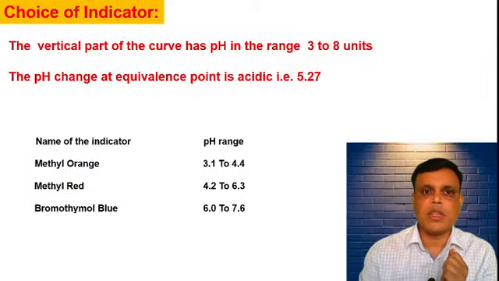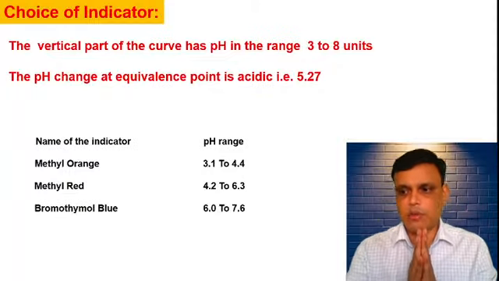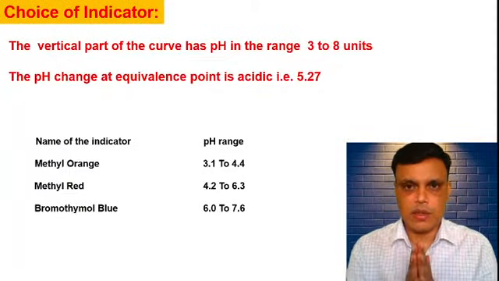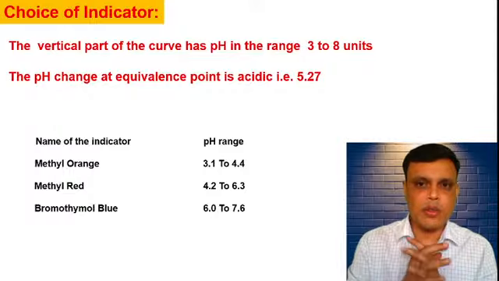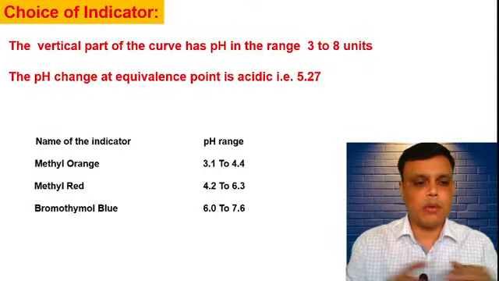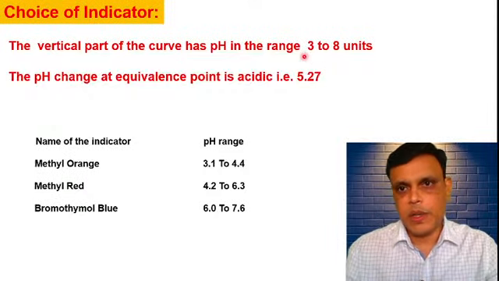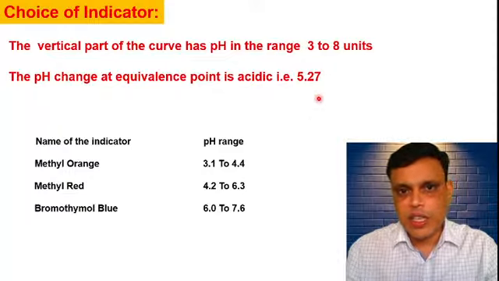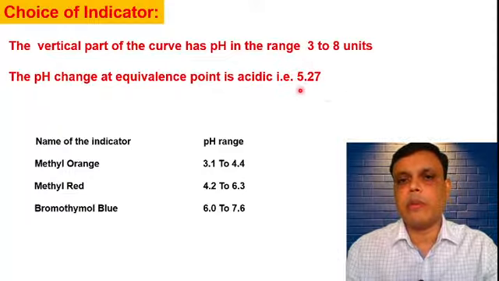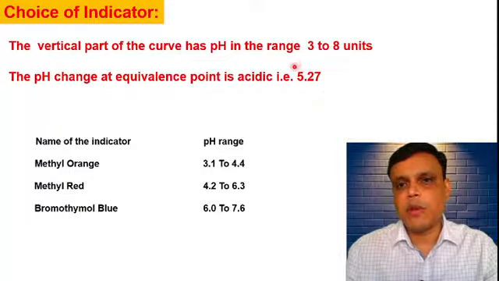But out of these three suitable indicators we have to choose the best indicator. So how will you choose? While choosing the best indicator, you have to see these 2 points: the pH range 3 to 8 units and the pH at equivalence point. This is very important. The pH at equivalence point is 5.27.